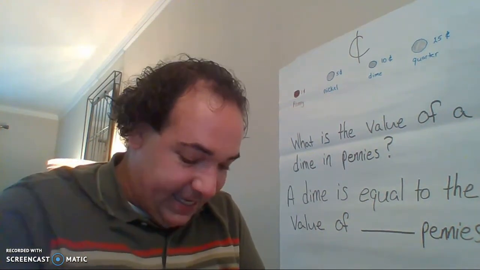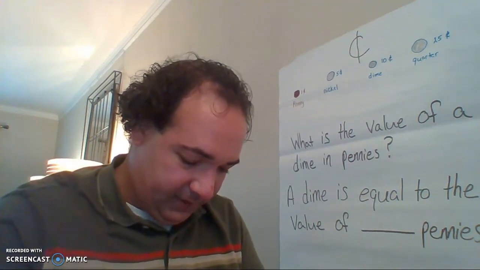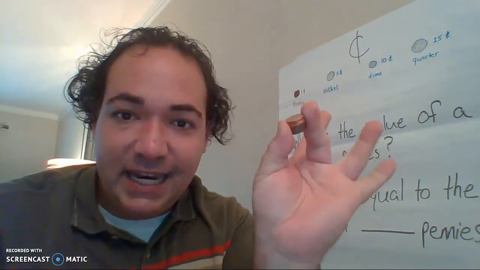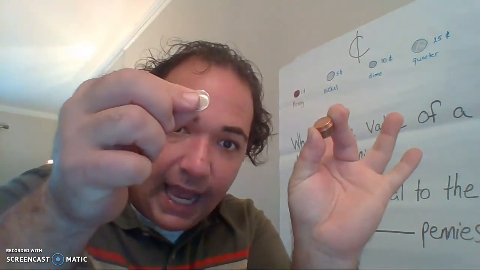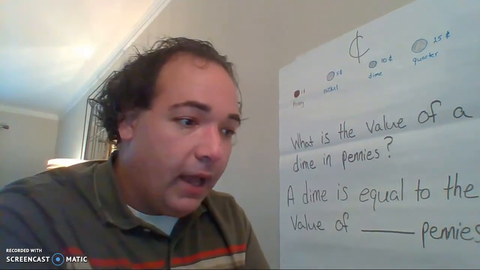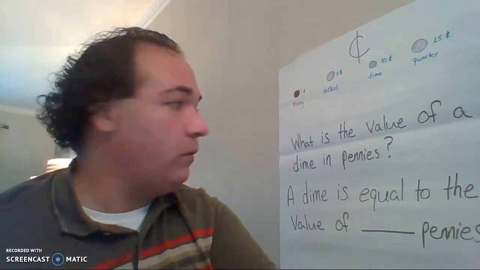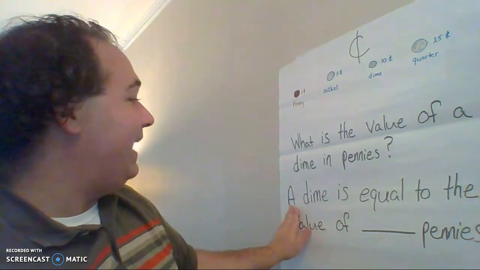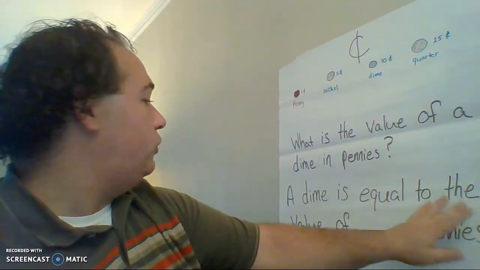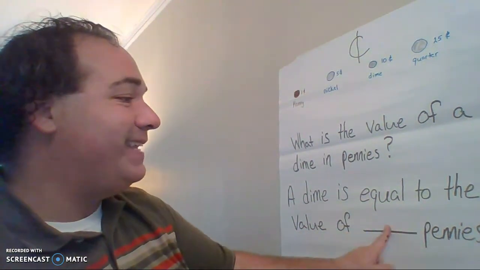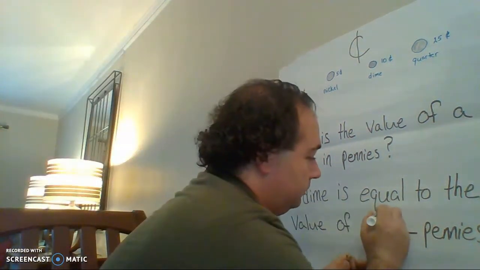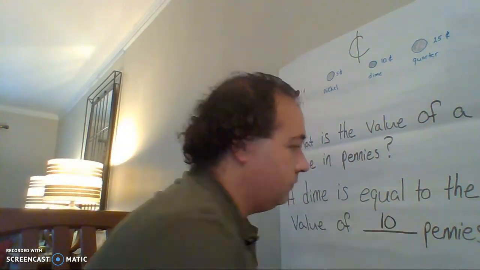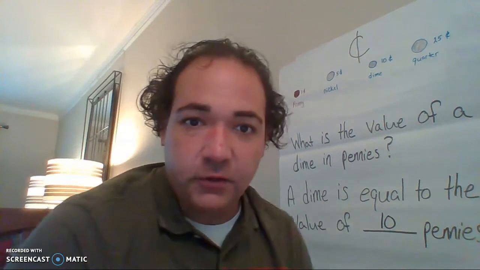So it would take 10 of these pennies, and I've got them stacked up here. It would take 10 of these pennies to equal the value of 1 dime. So I can now answer this question. What is the value of a dime in pennies? A dime is equal to the value of 10 pennies. So I'm able to answer that.